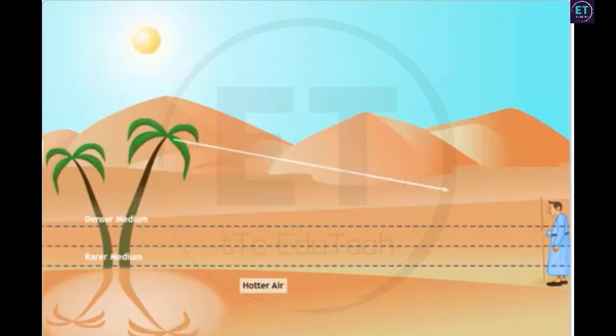Light rays from trees travel from an optically denser air layer to a rarer layer, and hence bend away from the normal. This bending continues till a stage is reached where the angle of incidence becomes greater than the critical angle, and total internal reflection takes place.